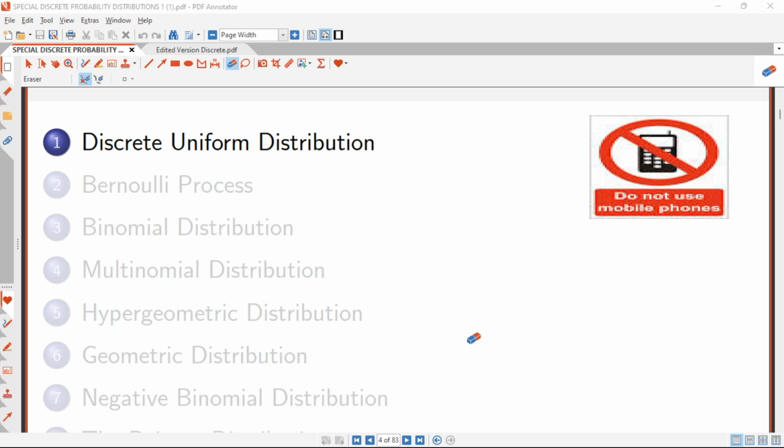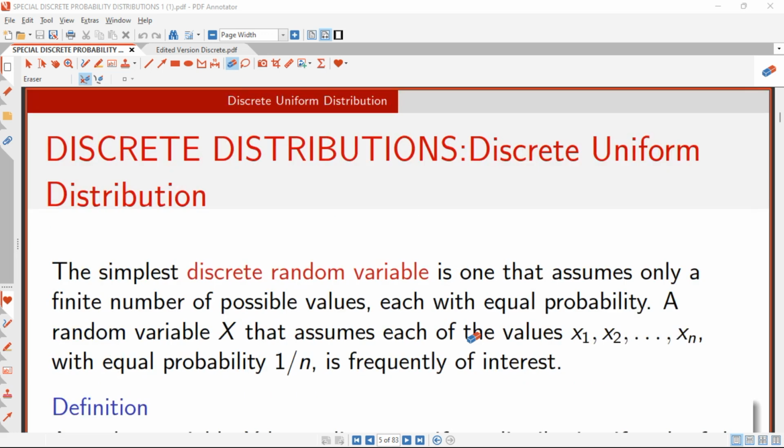Today we are going to discuss what is termed the discrete uniform distribution. So let's dive into the video. So what is termed the discrete uniform distribution?